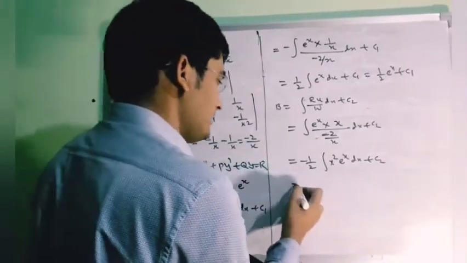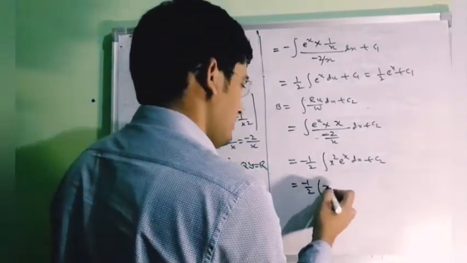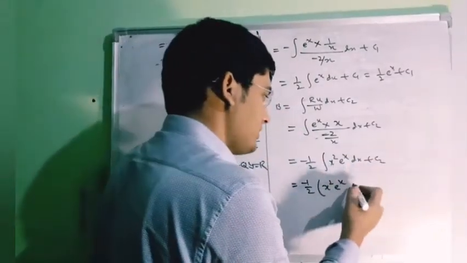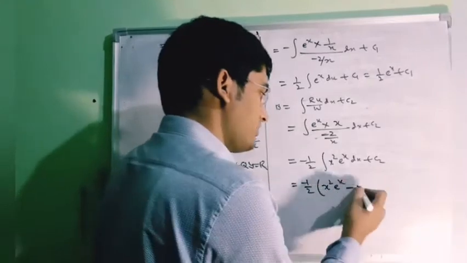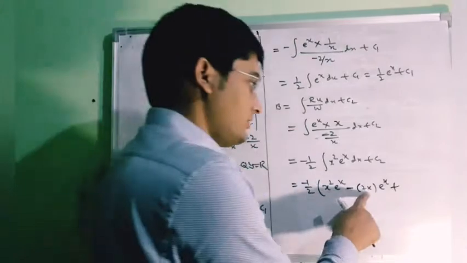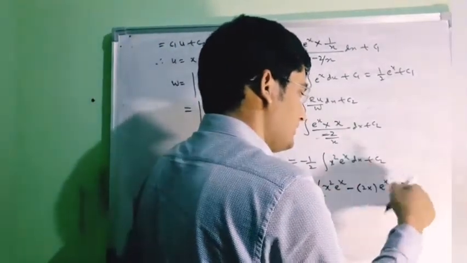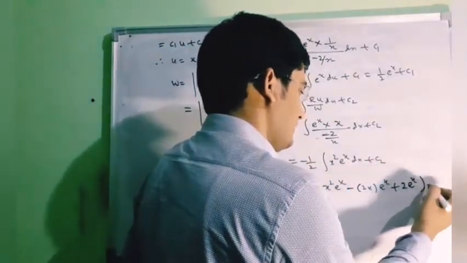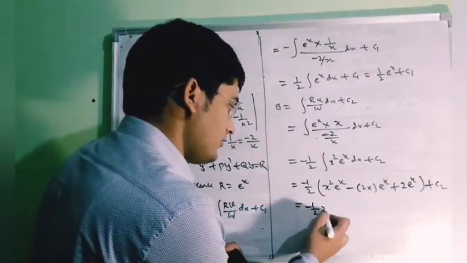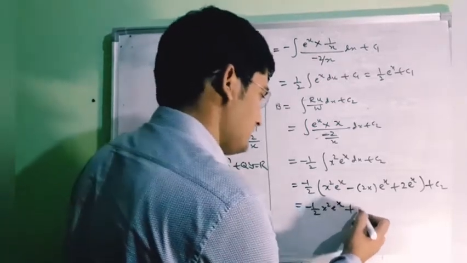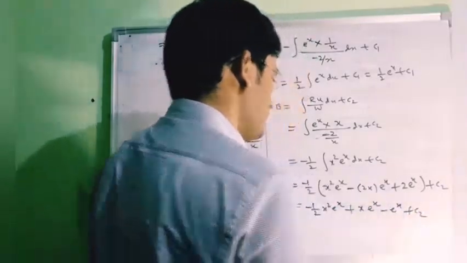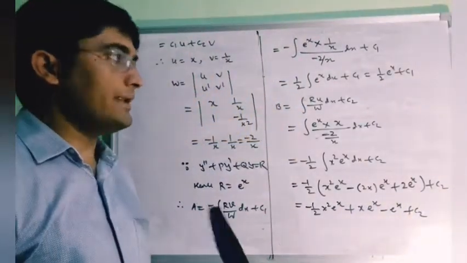Now if you integrate this one, then we will have minus 1 by 2 x square e to power x, then we will have the integration of x square, then we will have minus sign, and the integration of x square will be 2x, then e to power x, then we will have plus sign, and the differentiation of 2x will be 2, and integration of e to power x will be e to power x, then the constant of integration c2. So we can write it as minus half x square e to power x plus x e to power x minus e to power x plus c2. So we have the values of a and b here.